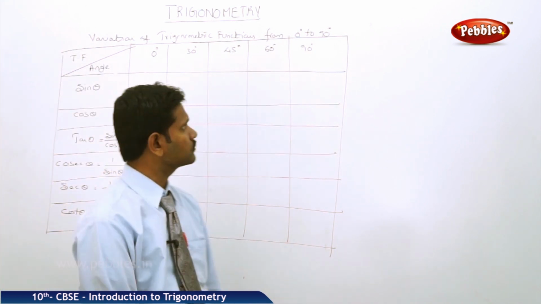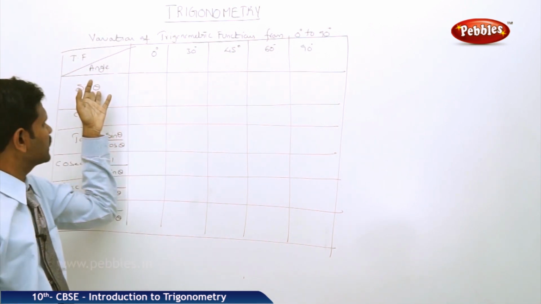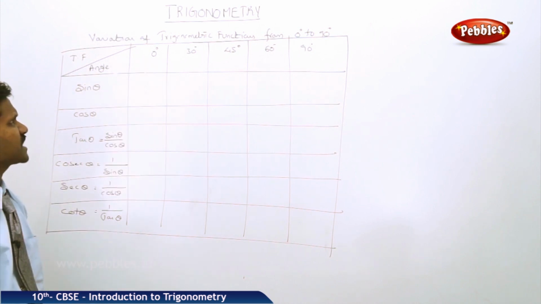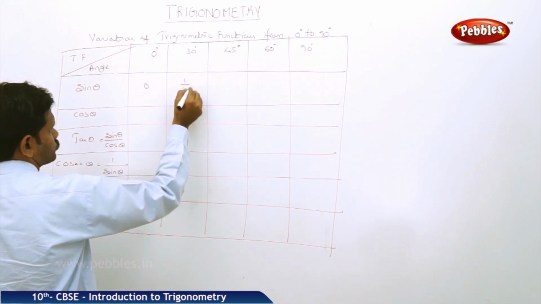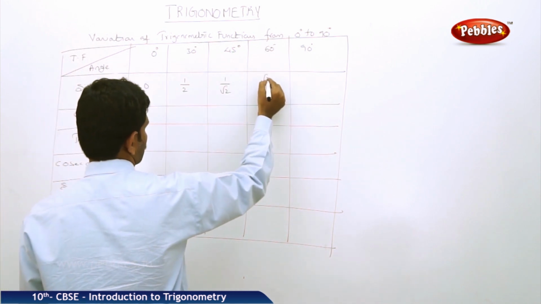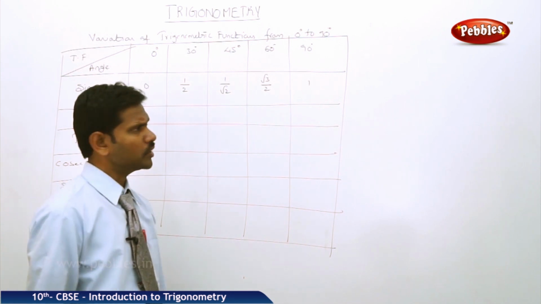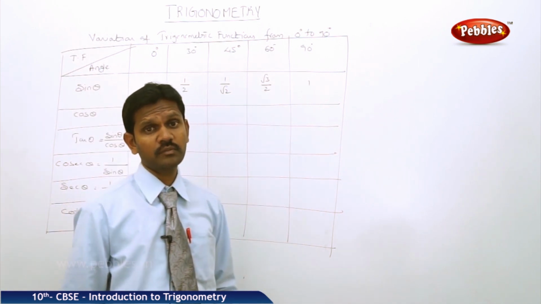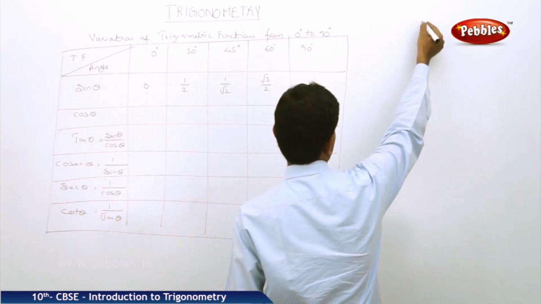Trigonometric function and angle. Now, at the very beginning we will see the values of sine from 0 to 90. These are the standard values: sine 0 is 0, sine 30 is 1 by 2, sine 45 is 1 by root 2, sine 60 is root 3 by 2, sine 90 is 1. Now, let us raise a doubt: how does it come? Let us check. Consider an equilateral triangle.